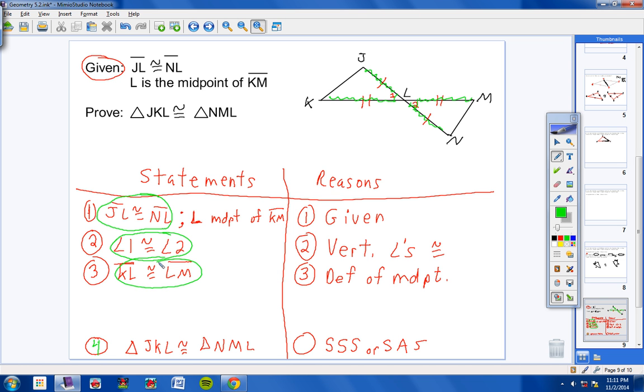Since you've listed all of this, then we can state the triangle JKL is congruent to triangle NML. And what would the reason be? How did we do it up here, guys? Did we use side, side, side? Or did we use side, angle, side? Well, hopefully you can tell we used side, angle, side. Side, angle, side of one triangle is congruent to side, angle, side of another triangle. Okay? So there it is.